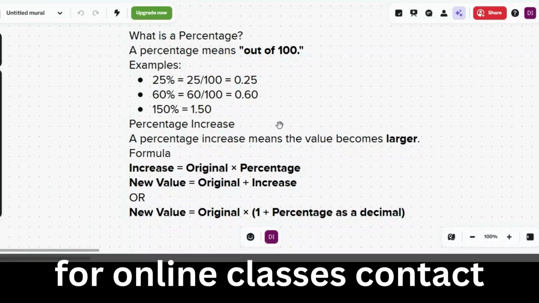Today we are going to discuss percentages. So what does percentage mean? Percentage simply means out of 100. For example, 25% means 25 out of 100, or you can say 0.25. 60% means 60 out of 100, 60 divided by 100, that is 0.6, and 150% means 1.5, simply 150 divided by 100.